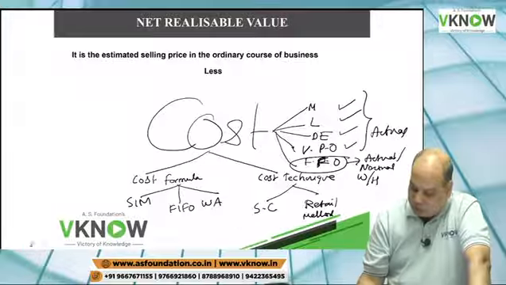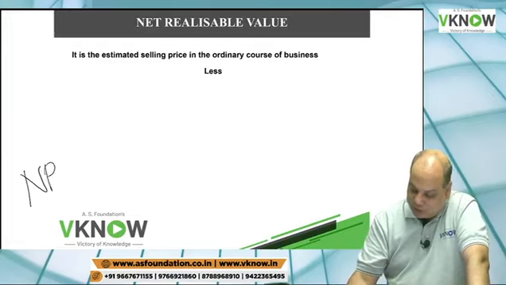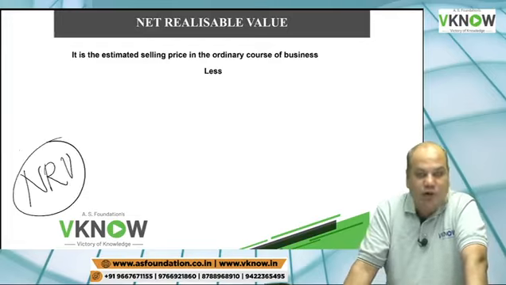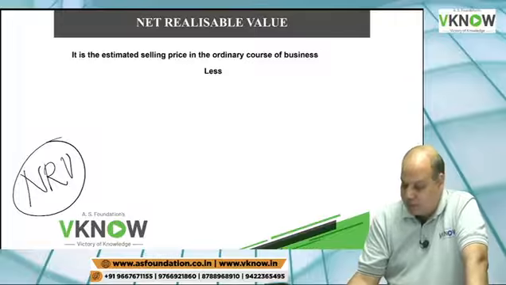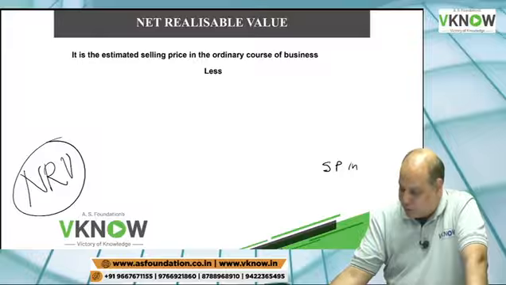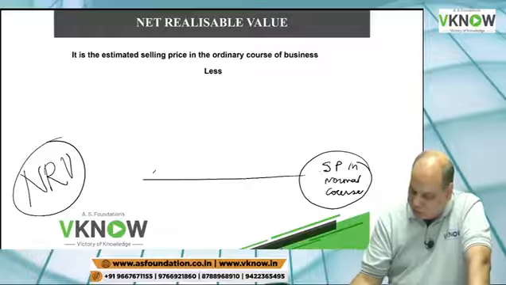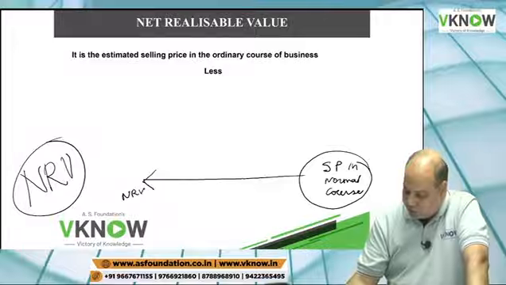Now we'll come to the second element of our discussion, that is NRV. The golden rule of this chapter is inventory will be valued at cost or NRV, whichever is lower. So NRV means reverse working again. This is my selling price in normal course, and I have to do reverse working and find out what is NRV.